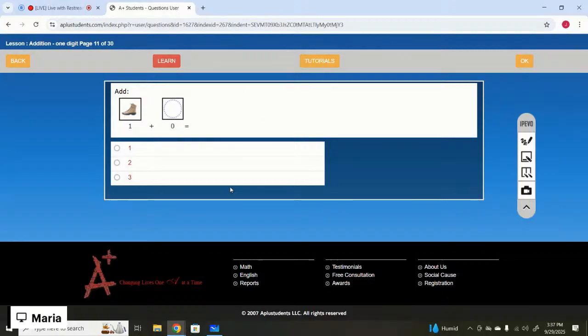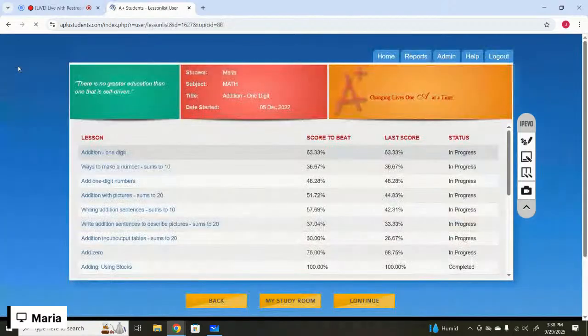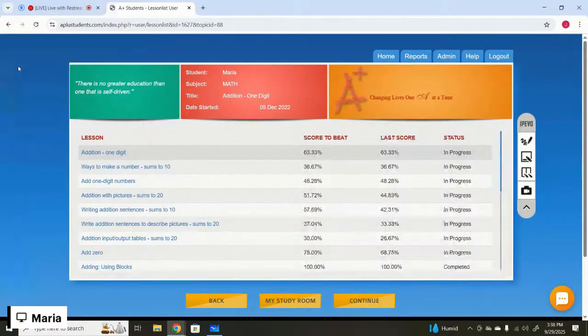Okay, you can complete the lesson by yourself today. So we were working on the grade 2 math chapter. We have started with patterns. The lessons we have covered are repeating patterns and growing patterns. And then we have started the chapter addition one digit. We have covered the lesson addition one digit.